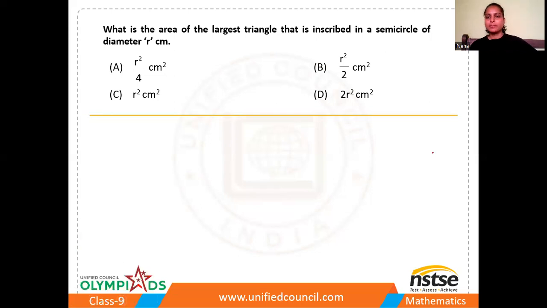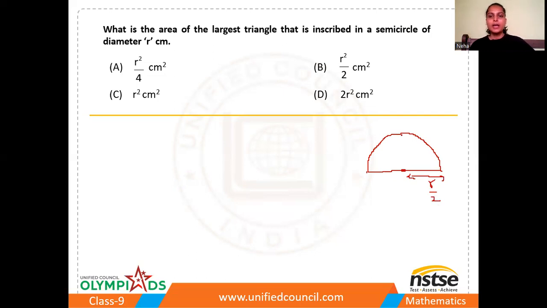So let me draw a semicircle here. So let's suppose this is the semicircle. Okay, this is the semicircle, right? And a semicircle of diameter r. Okay, so the diameter is given equal to r. That means what will be the radius? The radius will become r by 2.